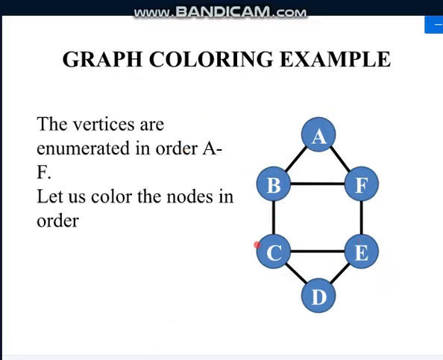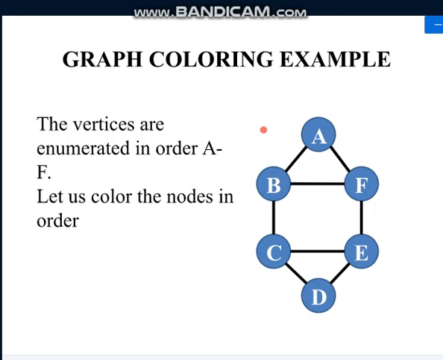look at the graph. So if you look at this, A is connected to B, A is connected to F, B is connected to C, B is connected to F, and also to A. Then what about C? C is connected to B, D and E, and D is connected to C and E, E is connected to D, C, F, F is connected to A, B and E.